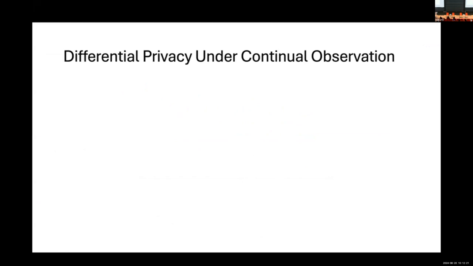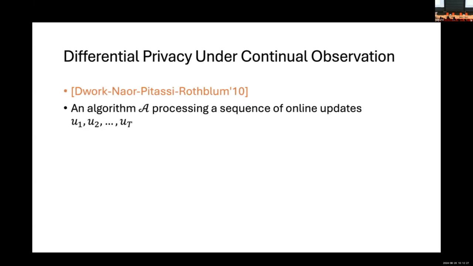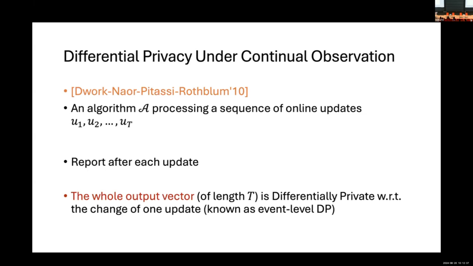So we consider this famous model of differential privacy under continual observation, pioneered by Dwork, Naor, Pitassi, and Rothblum. Here, we want to design an algorithm A processing a sequence of online updates, and we need to report after each update certain information of interest. The privacy requirement is that the whole output vector of length t is differentially private with respect to the change of any single update, also known as event-level DP.